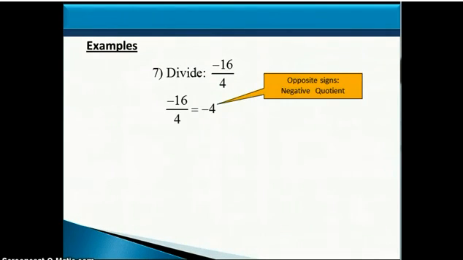So let's look at some examples. Here we want to divide negative 16 by positive 4. Notice that they have opposite signs, so we have a negative quotient, and 16 divided by 4 is 4. So our answer is negative 4.